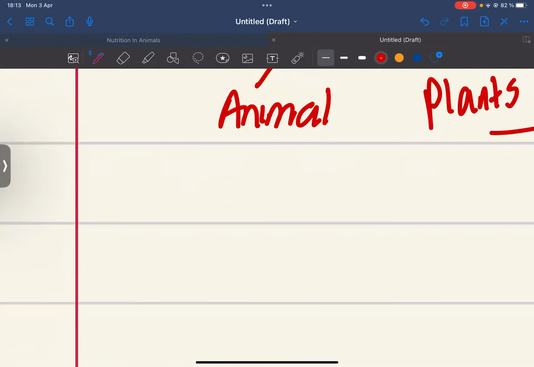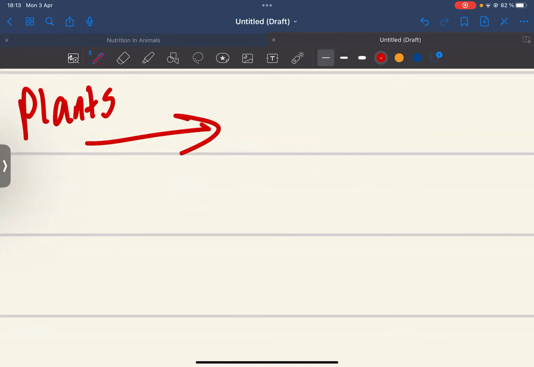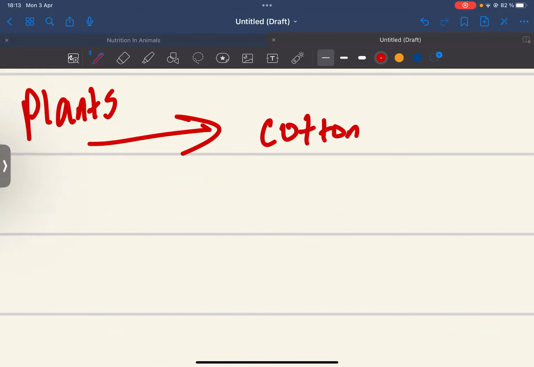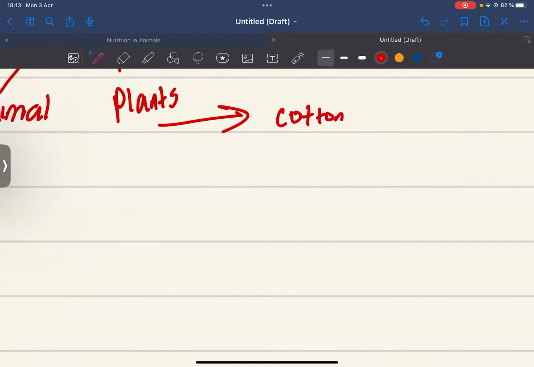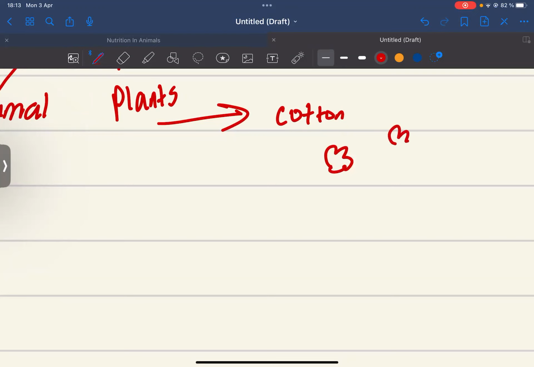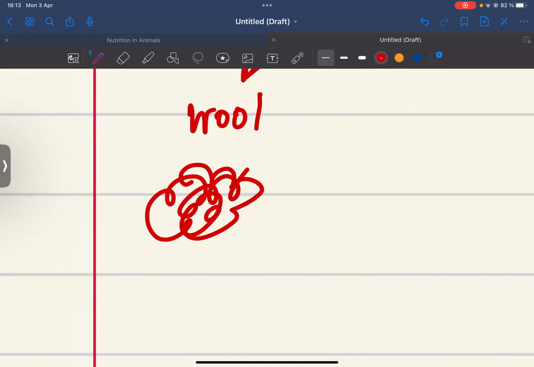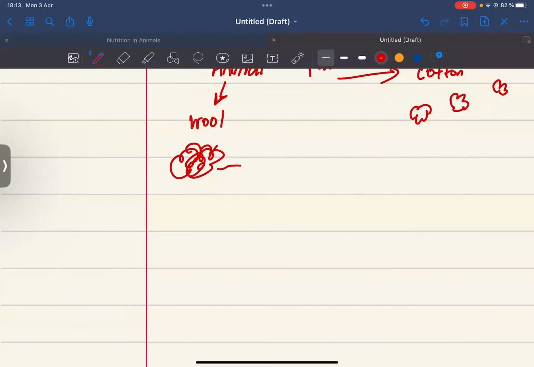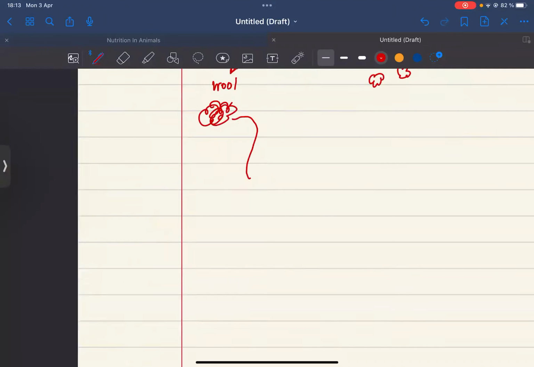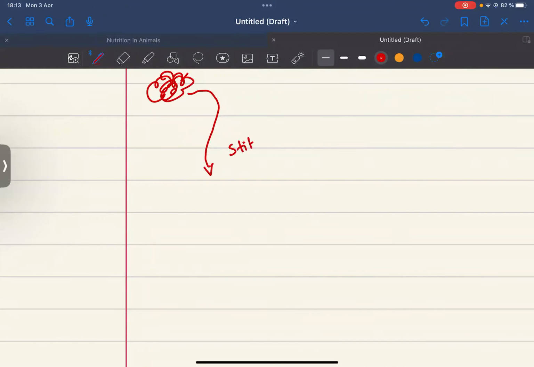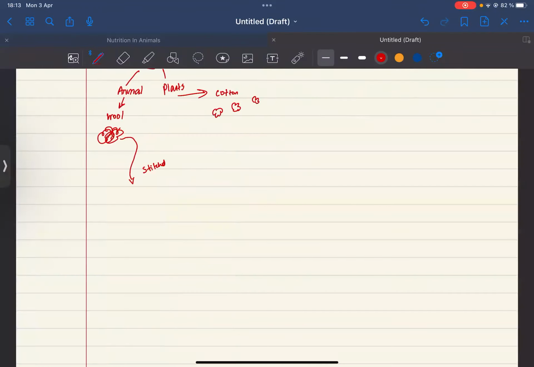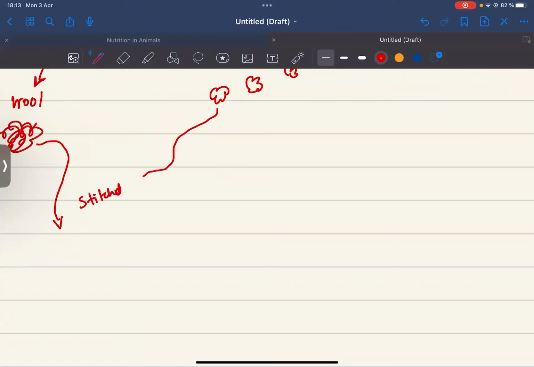What does a sheep give you? Wool. Wool doesn't give you a cloth. What do plants give you? Cotton. Cotton buds. Now the cotton will all be puffy like this. It doesn't give you a cloth. Wool will also be something like this. It is not a cloth. From this, each string or each strand is taken. They are stitched. Similarly, each string or strand is taken, they are stitched and you get your product.